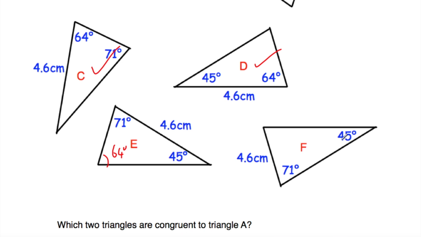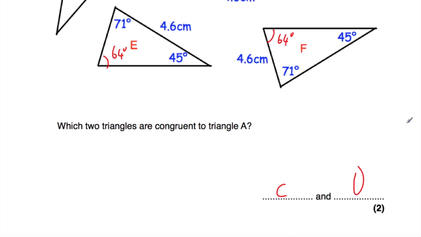And then if we have a look at this one, if we add together these ones and then take away from 180, we get that's equal to 64 as well. And again, the 4.6 isn't in the right position for angle side angle. So that's it. So which two triangles are congruent to triangle A? They are C and D.